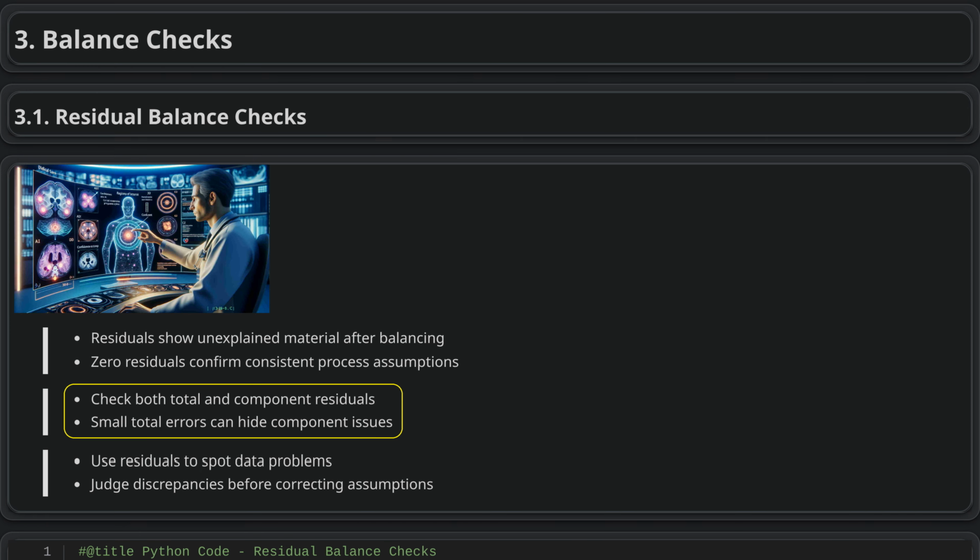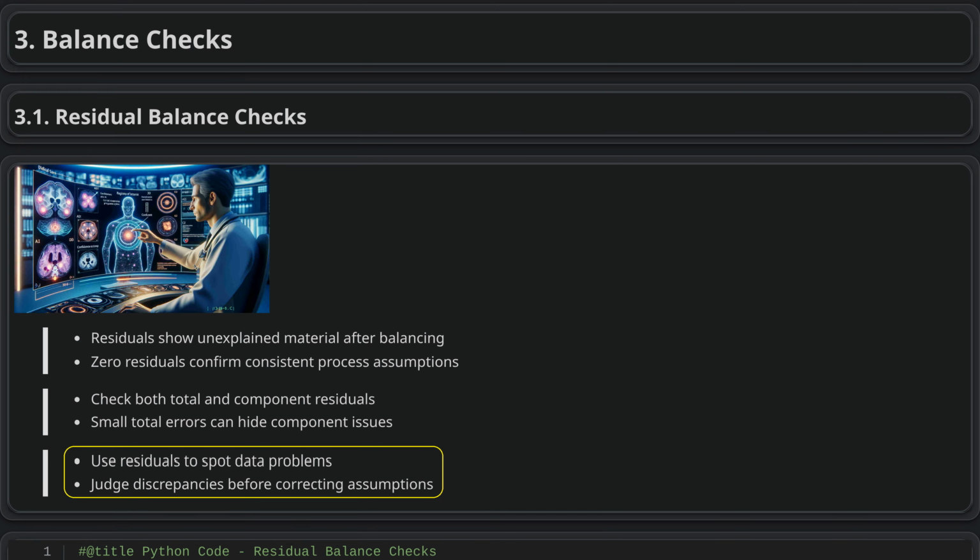Residual balance checks are useful because they can be done at both total and component levels. A total mass check may show an overall discrepancy, but it may not reveal which material is responsible. Checking individual components, such as solids in wastewater treatment, helps identify hidden inconsistencies and ensures the balance is internally consistent rather than only roughly correct overall.